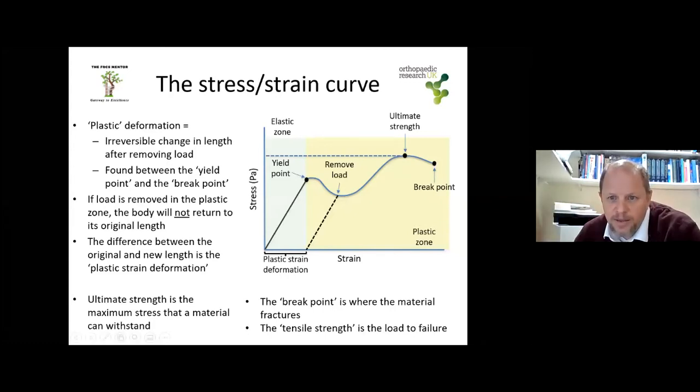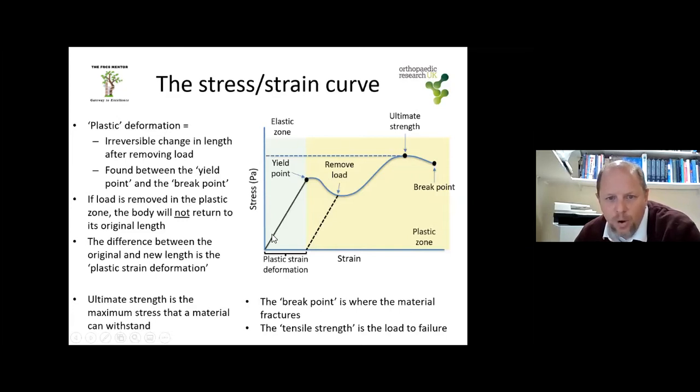And that's why you get this necking, it's called, just a release of some of the stress just before the break point. It's because you're changing the shape of the piece of material that you're testing as that begins to really pull apart. And that point where it pulls apart, we call the break point.